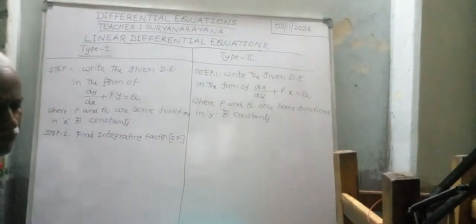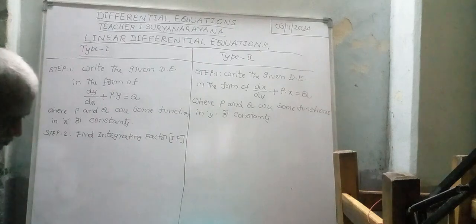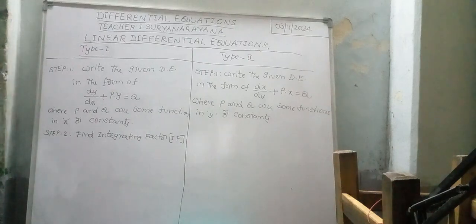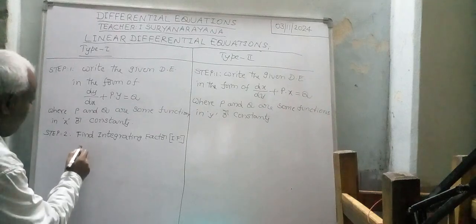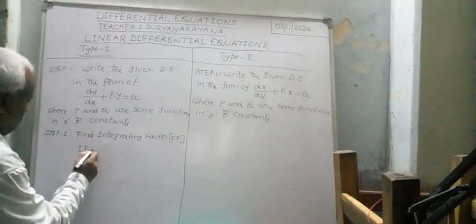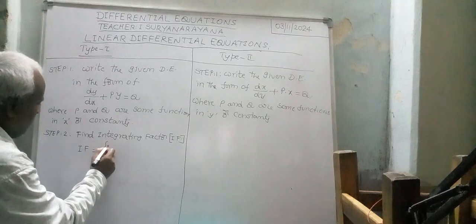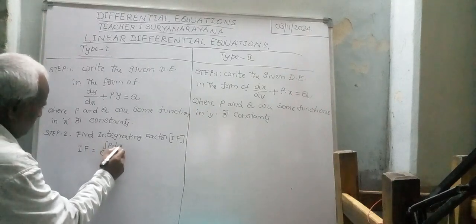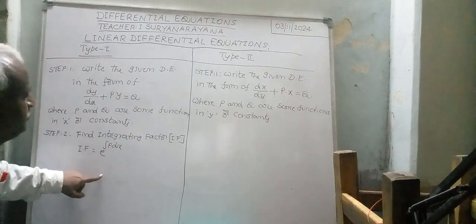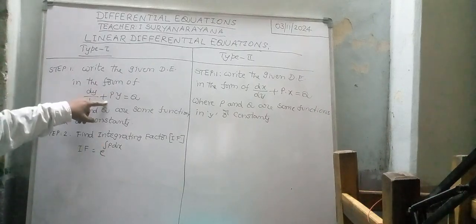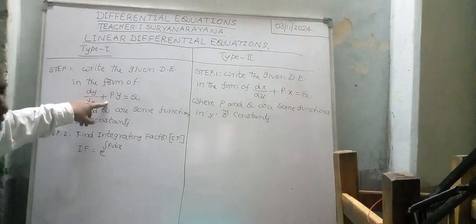In the short form, we write capital letter I, F: integrating factor. We have to find the integrating factor. You may have a doubt: what is the integrating factor, sir? How can we find it? There is a formula. Integrating factor is e power integral p dx. This is the integrating factor of a linear differential equation of type 1.